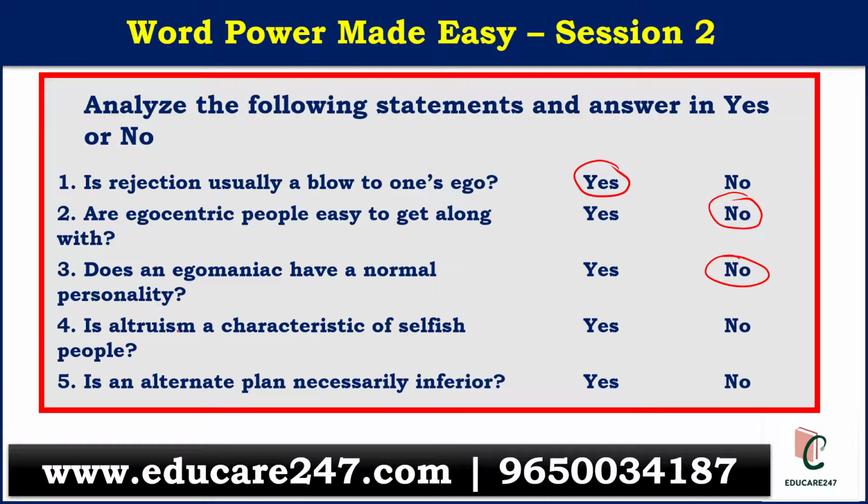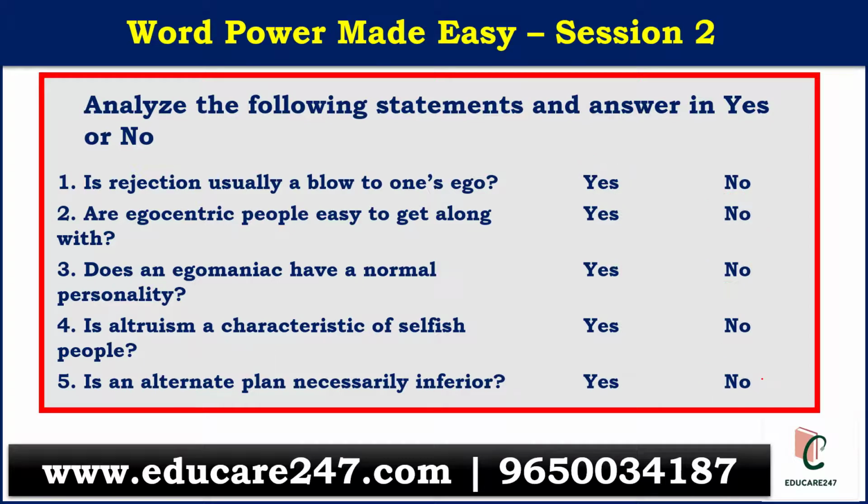Next, is altruism a characteristic of selfish people? So altruism is basically relating to the welfare of people. So it's again going to be no, because they can't be selfish. In fact, they are selfless. Is an alternate plan necessarily inferior? So it might be or might not be. Generally an alternative means a choice, so it has to be equal in a sense. So I will say no again.